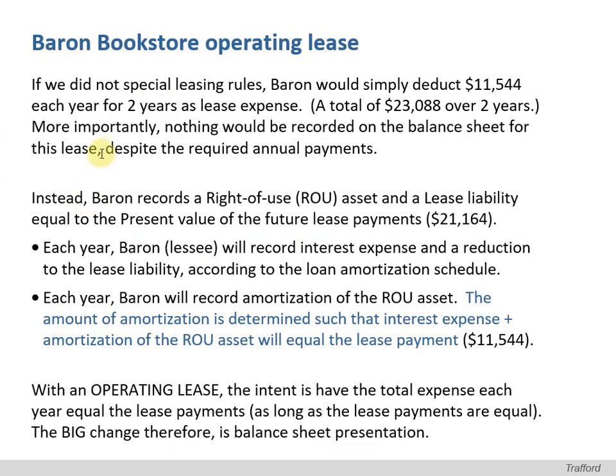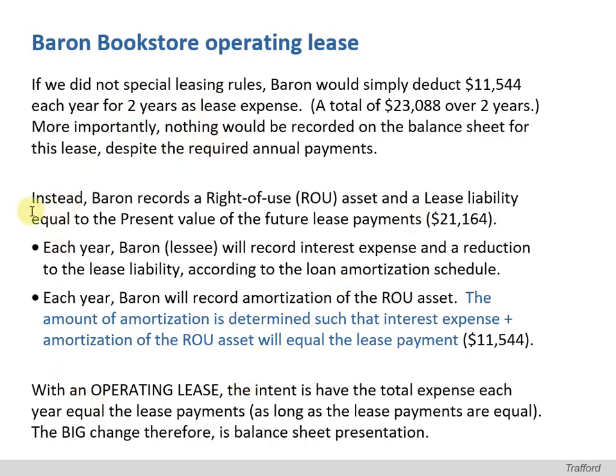Let's talk about accounting for this situation for Barron Bookstore. Again, if we didn't have any special leasing rules, Barron would simply deduct that $11,544 as lease expense each year as it made the payment. More importantly, though, there wouldn't be anything recorded on the balance sheet, neither an asset nor a liability, despite the fact that Barron Bookstore definitely has an obligation to make these lease payments.